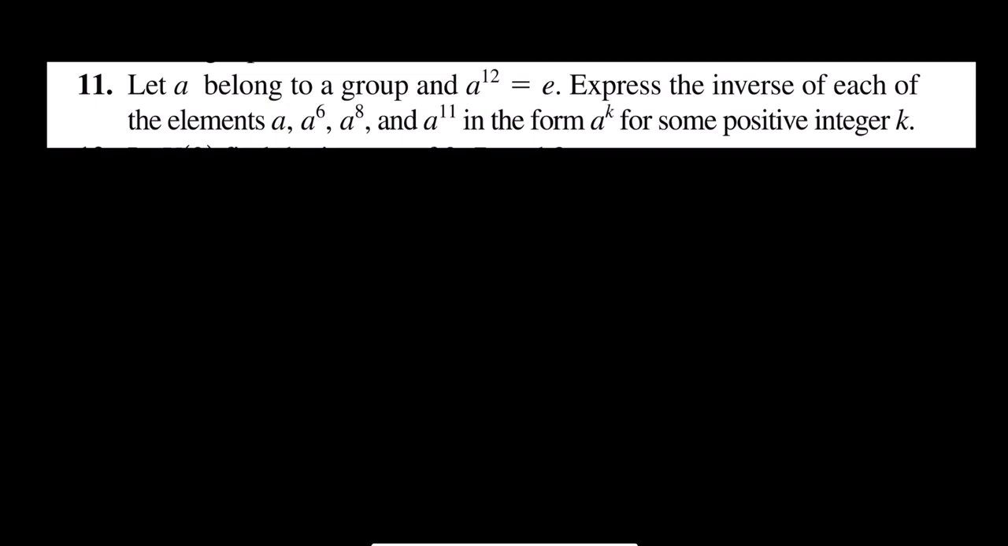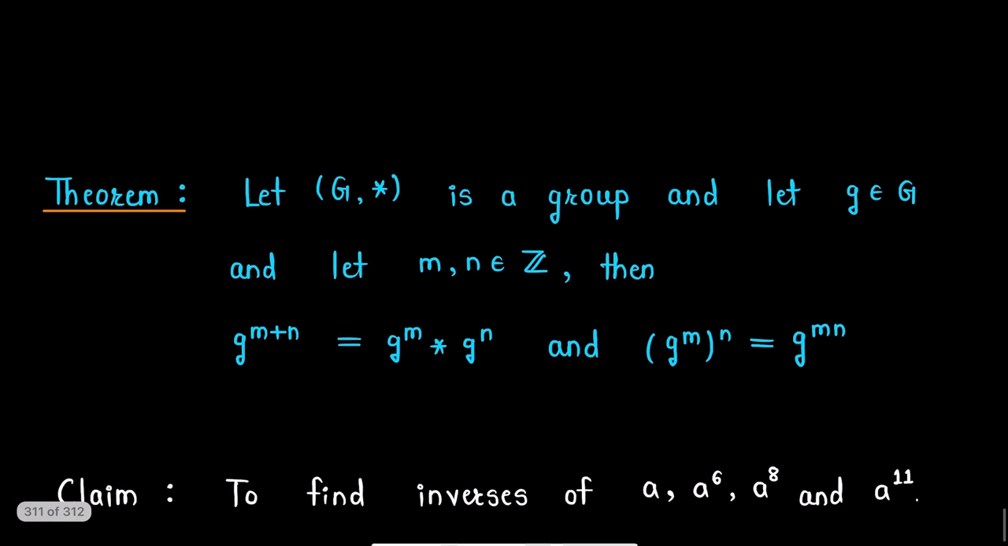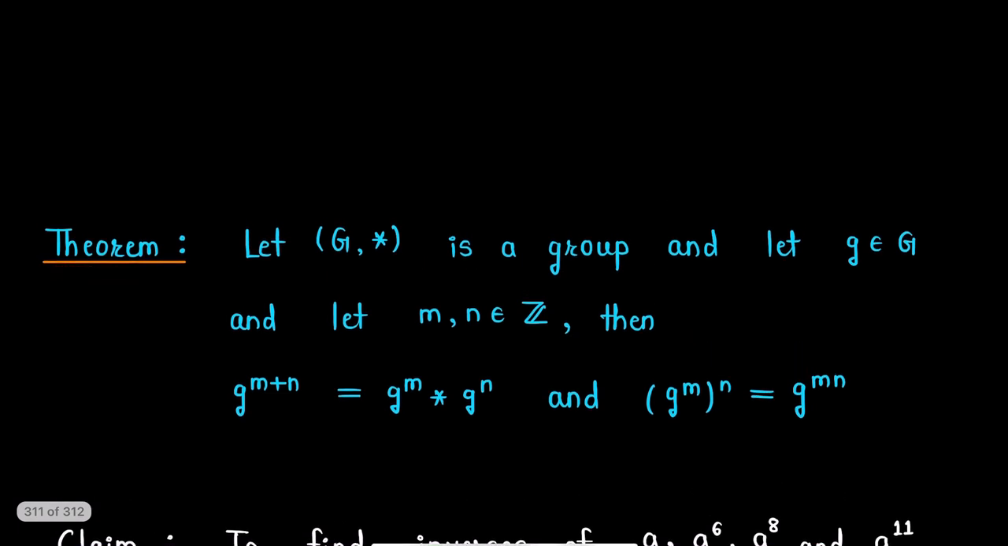Now, in order to find inverses of the given elements, firstly we will recall a theorem which we are going to use. The theorem is: let G be a group with binary operation star and let g be some element of group G, and let m, n be some integers. Then g^(m+n) will be g^m star g^n, and g^(mn) will be (g^m)^n. So we will start our solution.